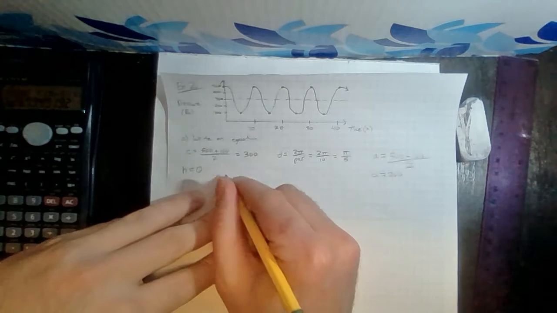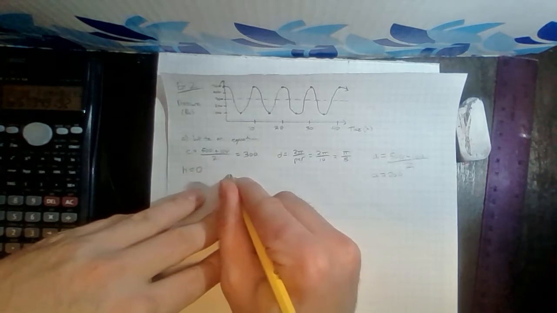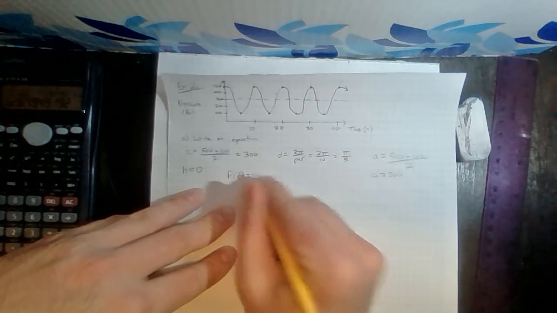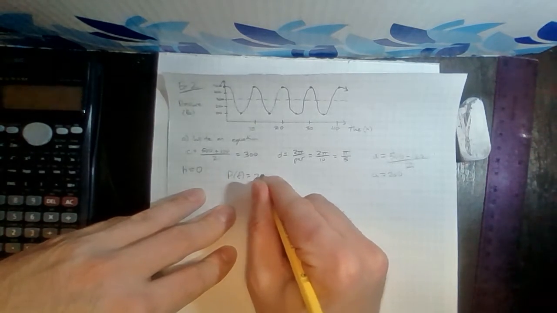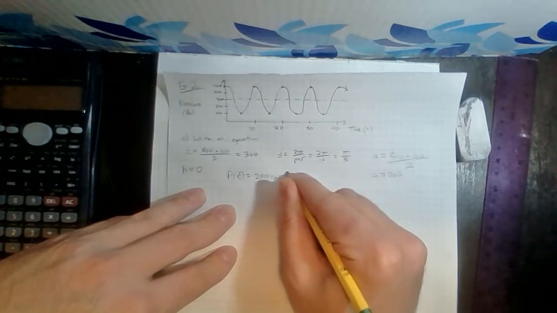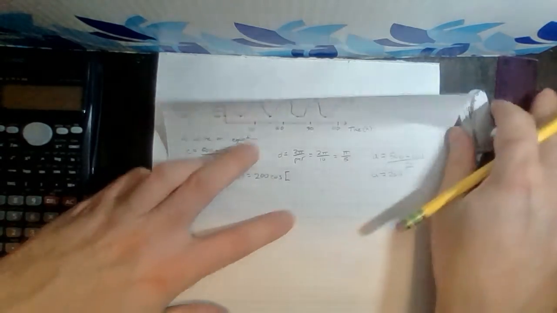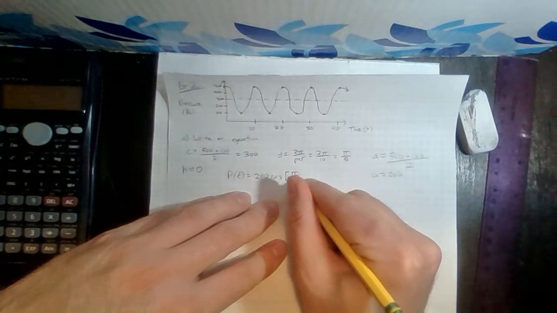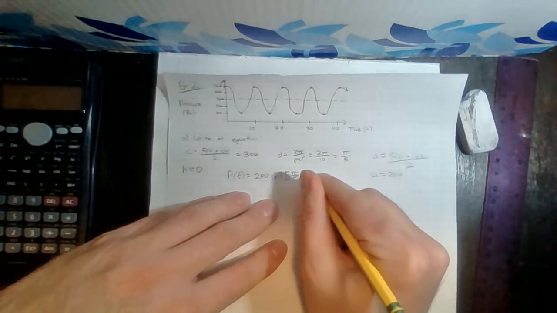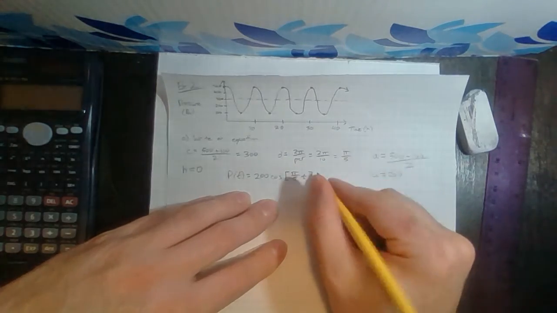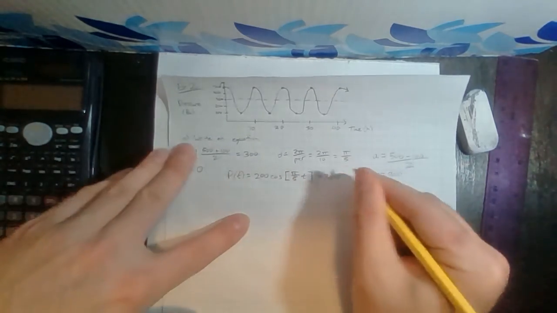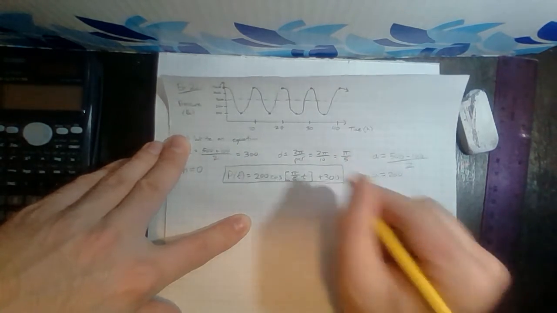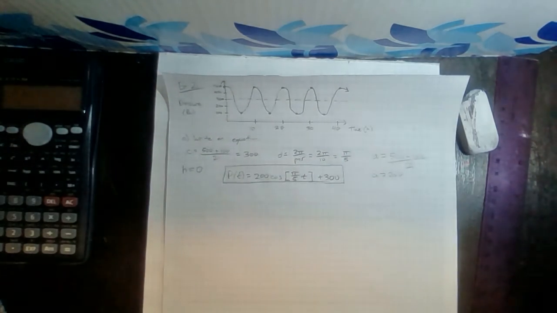And then we can come up with an equation. We'll call this P of t equals our a, 200 cosine of pi over 5 t, no h value, plus 300. That is one example of an equation that we could draw from this function.